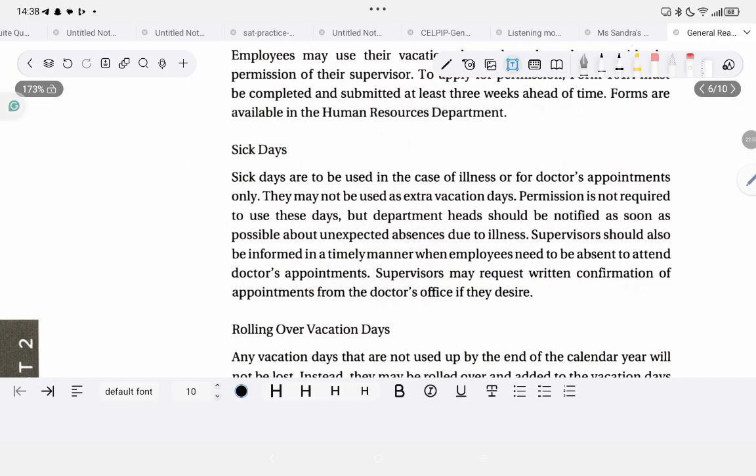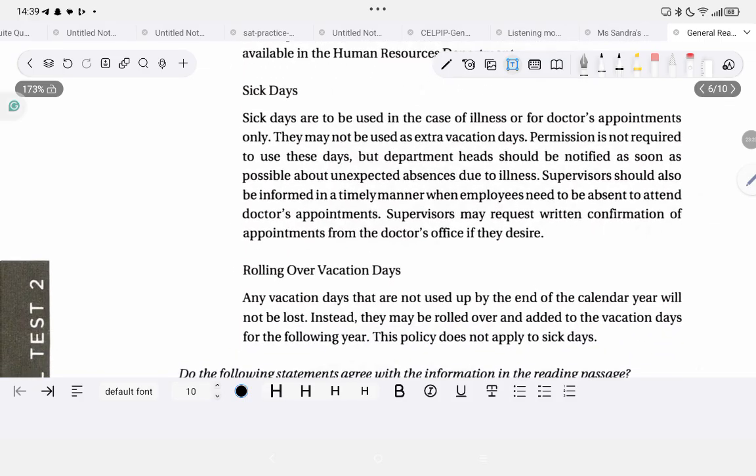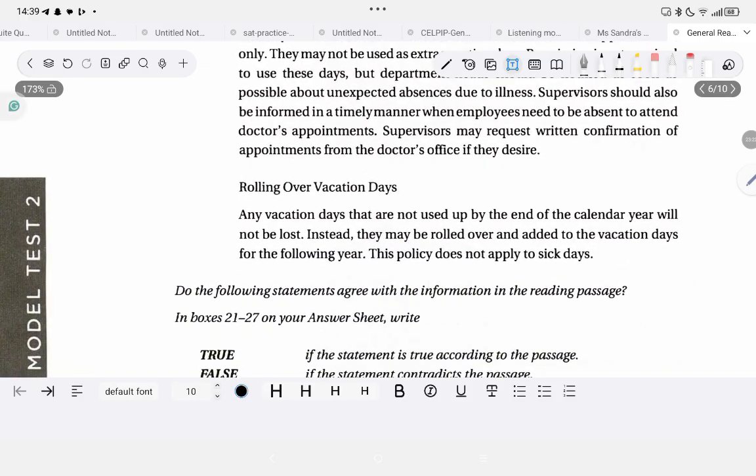Sick days. Sick days are to be used in the case of illnesses or for doctor's appointments only. They may not be used as extra vacation days. Permission is not required to use these days. But department heads should be notified as soon as possible about unexpected absences due to illness. Supervisors should also be informed in a timely manner when employees need to be absent to attend doctor's appointments. Supervisors may request written confirmation of appointments from the doctor's office if they desire.